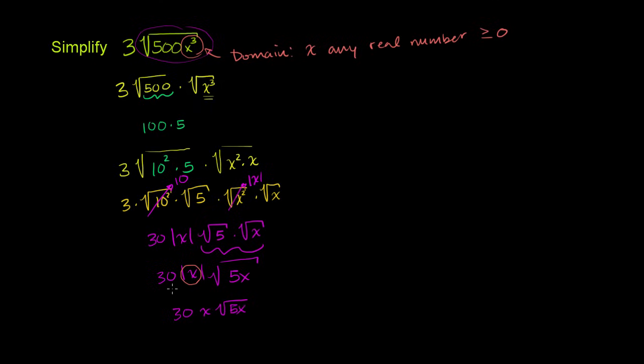If you had the situation where we were dealing with complex numbers, and if you don't know what a complex number or an imaginary number is, don't worry too much about it, but if you were dealing with those, then you would have to keep the absolute value of x there, because then this would be defined for numbers that are less than 0.